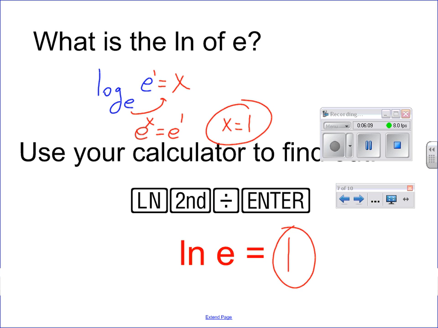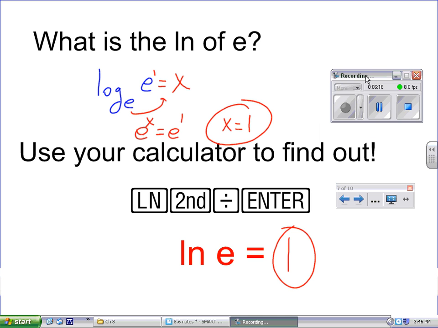And this is a beautiful thing because you're going to see ln of e a lot in equations, and then you're going to just wipe it out, and life is going to be good. Okay? All right.